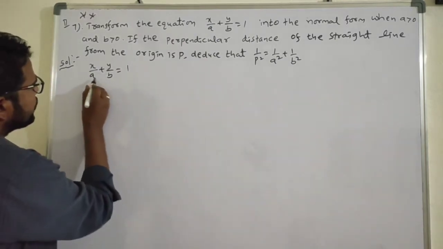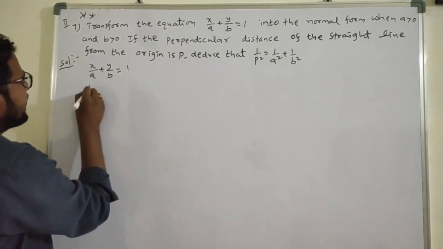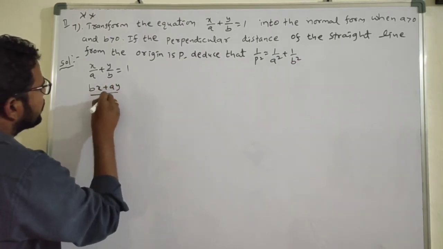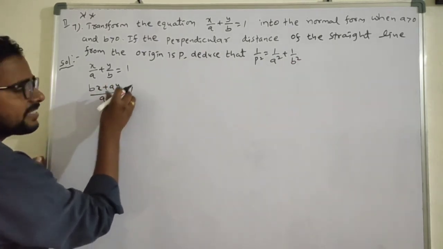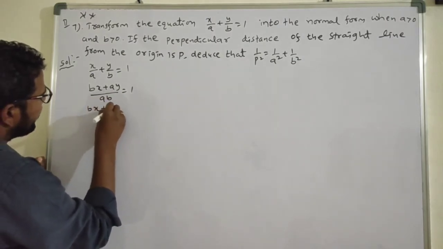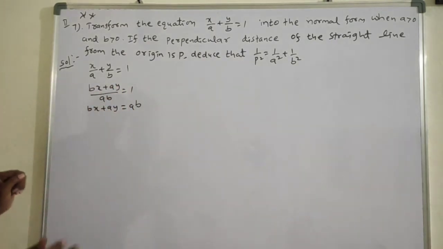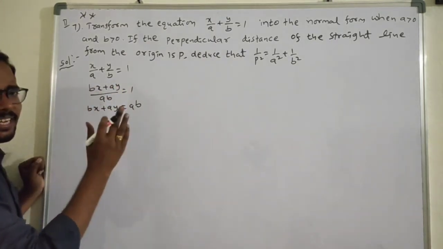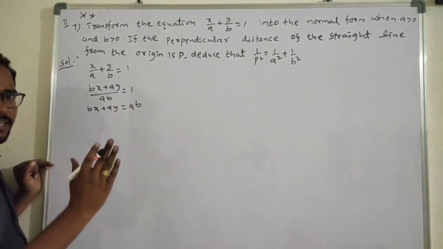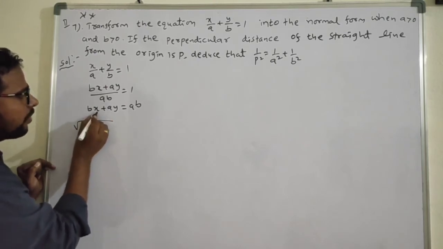So what is the LCM, option cheppandi? ab is the LCM. So multiply x with b. So bx plus ay by ab is equals to 1. ab right hand side చేస్తే into అవుతుంది. So bx plus ay is equals to ab. This is the equation. So both sides దేంతో డివైడ్ చేయాలి, మనం నార్మల్ ఫార్మ్ కన్వర్ట్ చేయాలంటే రూట్ ఓవర్ a స్క్వేర్ ప్లస్ b స్క్వేర్. a అంటే x కోఎఫిషియంట్, b అంటే y కోఎఫిషియంట్.